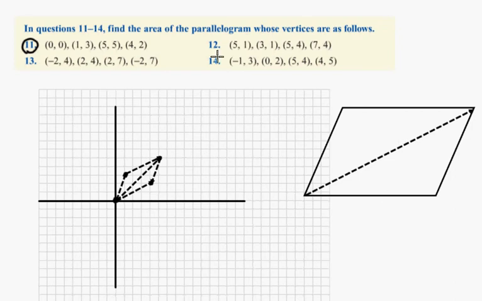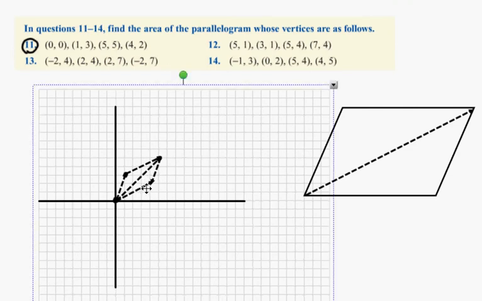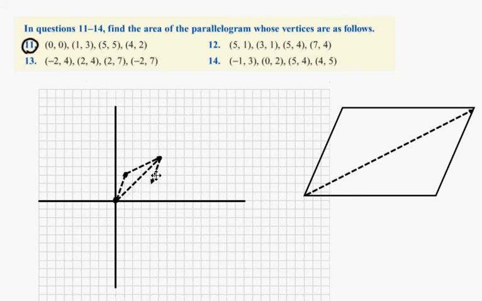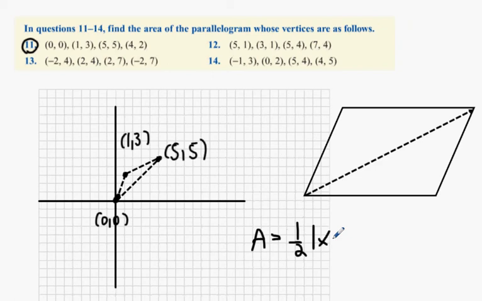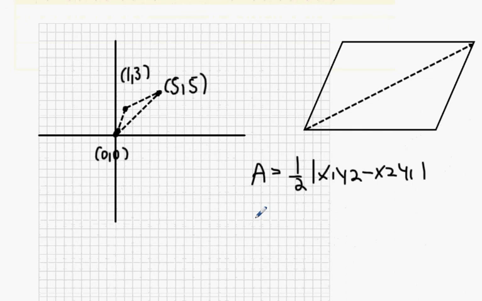So, in effect, we can pretend that the bottom point doesn't exist. So what we're going to do is concentrate on one triangle. What are the points on the triangle? It's 0, 0, 1, 3, 5, 5. And then we're going to use our formula, aren't we? A equals a half, x1 y2 minus x2 y1. And then we're going to get A equals a half, bracket, bracket, minus, bracket, bracket.